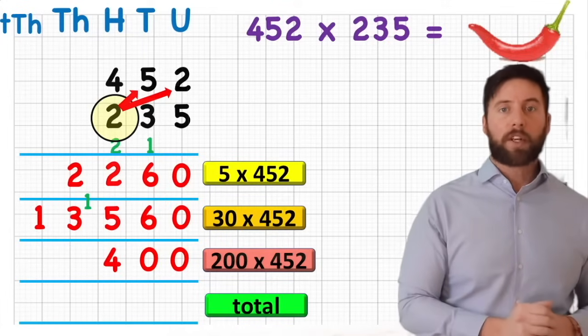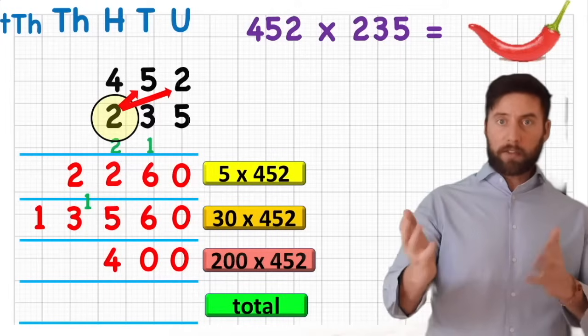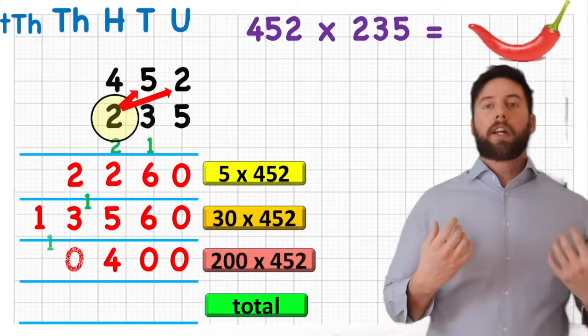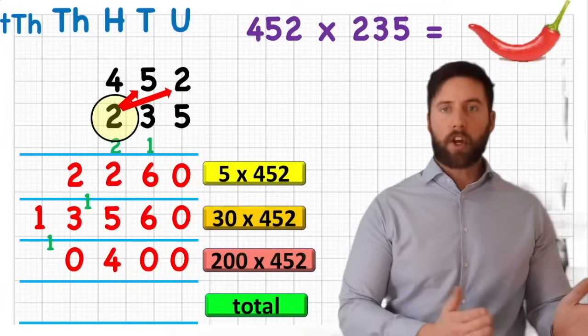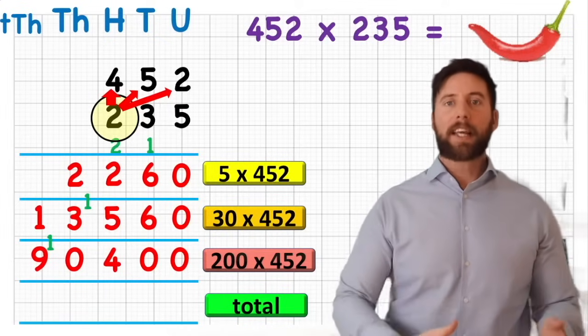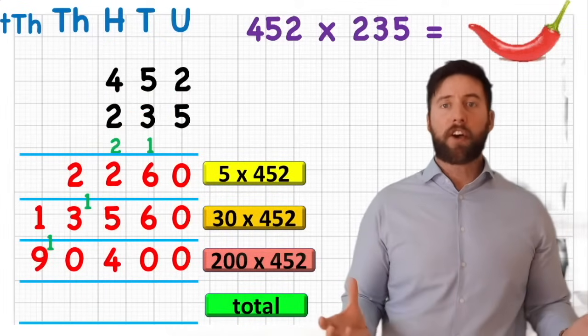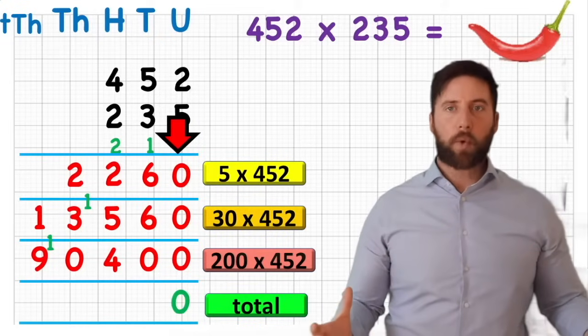So 2 times 2 is 4, and I can check that because 200 times 2 is 400. Okay, great. 2 times 5 is 10, so we've got a 1 across and put our 0 in the right place. And 2 times 4 is 8, add the 1 is 9. Okay, great, we've just done our third row. Okay, let's make sure we add it up.